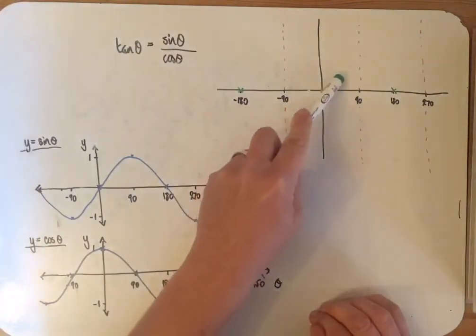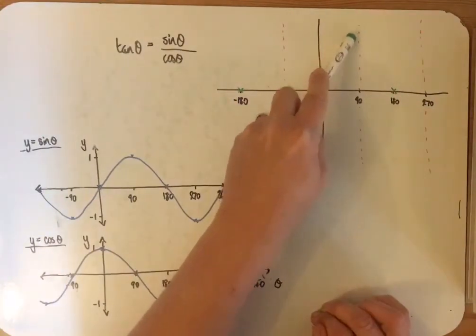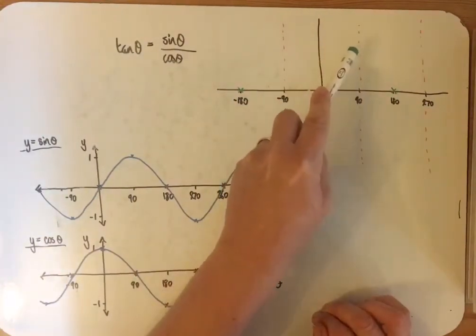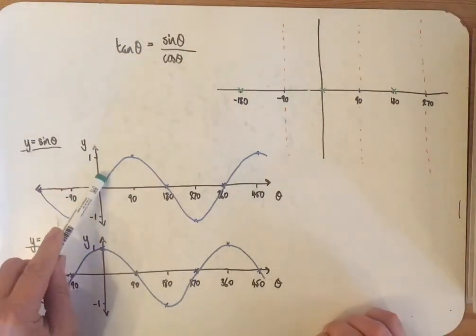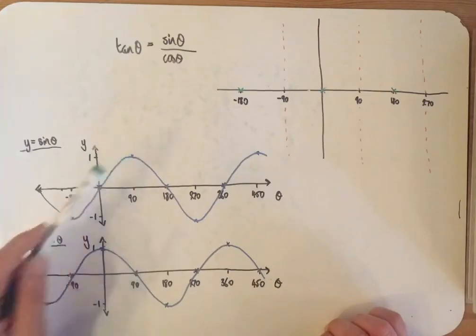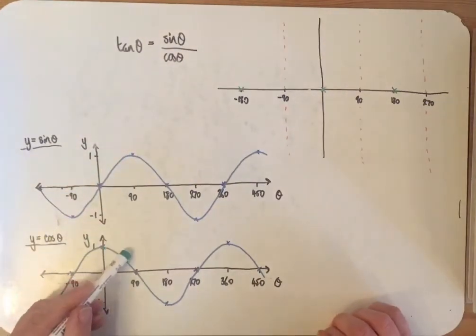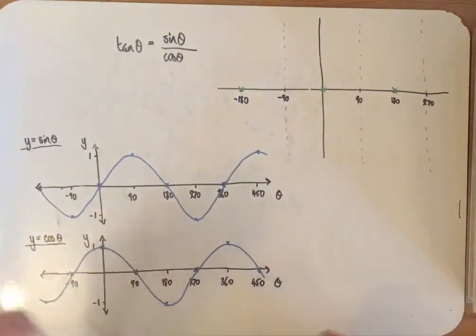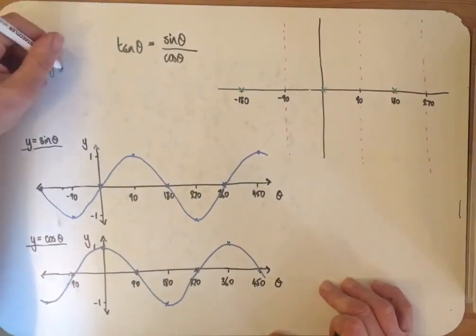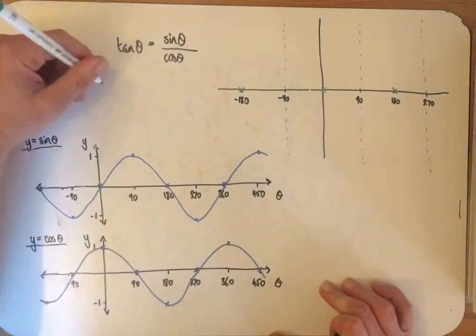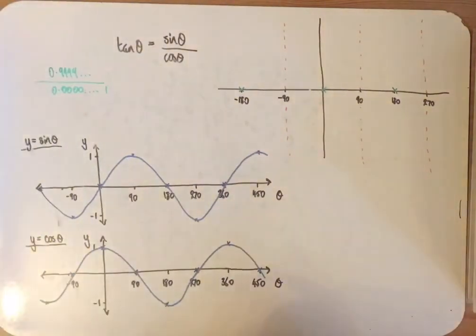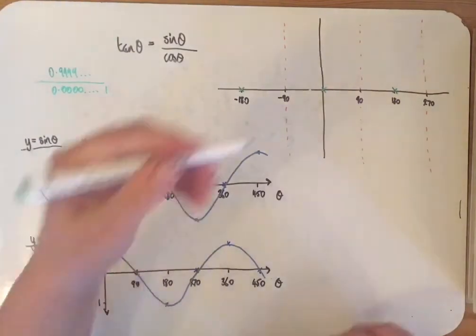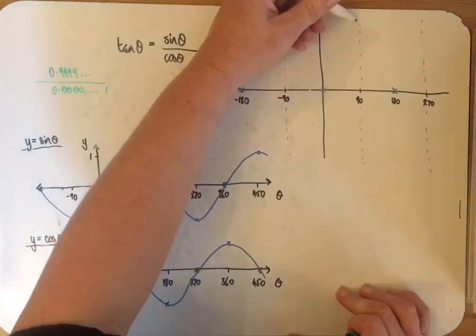As we approach 90 degrees, we need to look at what's happening with this asymptote. As we approach 90 degrees, sine theta is approaching 1 and cos theta is approaching 0 from above. So we're looking at something like 0.9999 divided by 0.0000, just lots of zeros and a 1. That's going to give you an infinitely big number. So we're approaching positive infinity here.